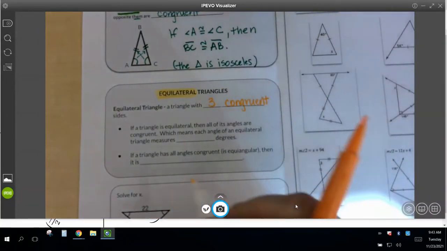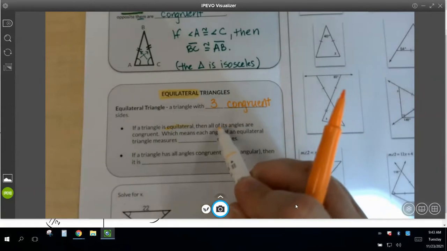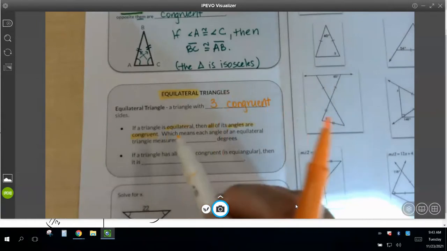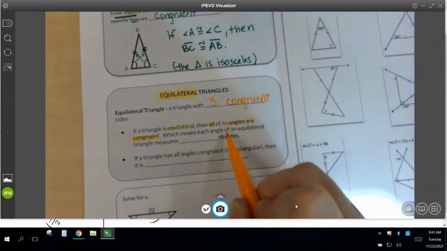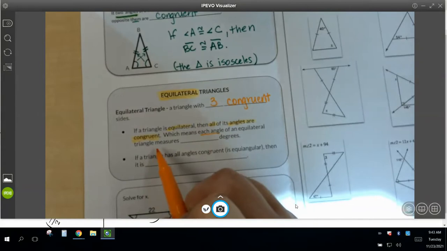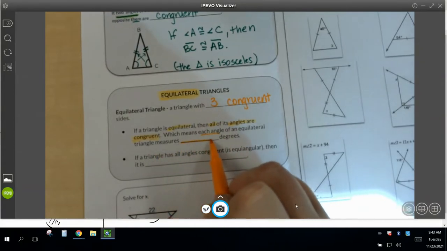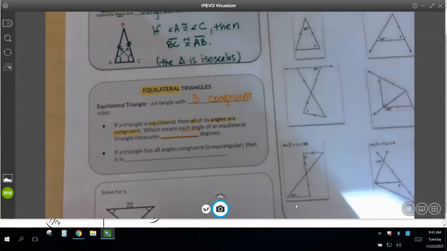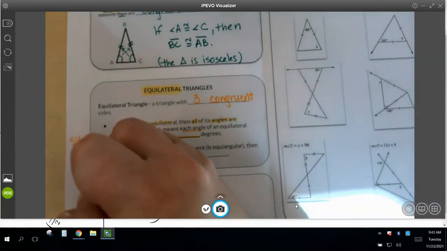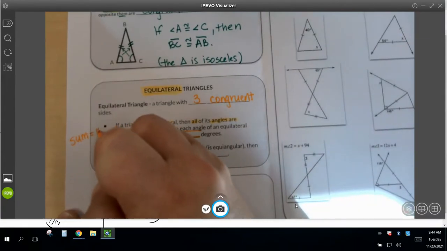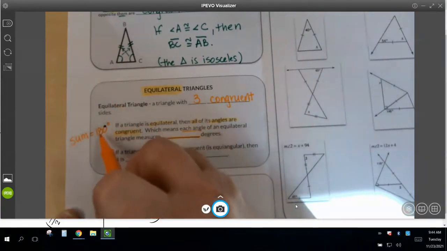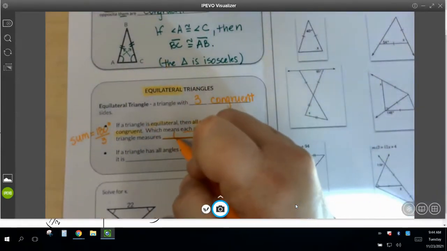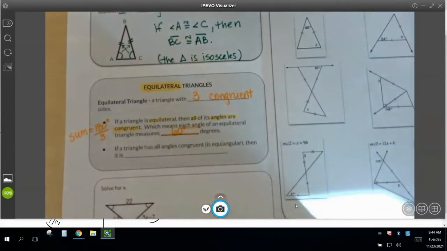Okay. And if all three sides are congruent, then all three angles are going to be congruent as well. All three angles will be congruent also, which means that each angle of the equilateral triangle, we know how many degrees it is, or we can figure it out. Something we just learned is that all the angles added together in a triangle is always 180 degrees. So if we know all three are the same, we would just divide 180 by 3, and we get 60 degrees for each angle.